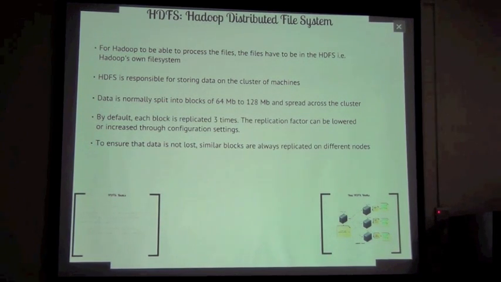By default, when you install, each block is replicated 3 times. The replication factor can be lowered or increased based on your wish. You can very well have it 1, that is like no replication, if you are confident that your system will never go down. You can have it 5 if you feel that it will always go down, and it also depends on the money you have. To ensure that data is not lost, similar blocks are always replicated on different nodes. It's very logical.